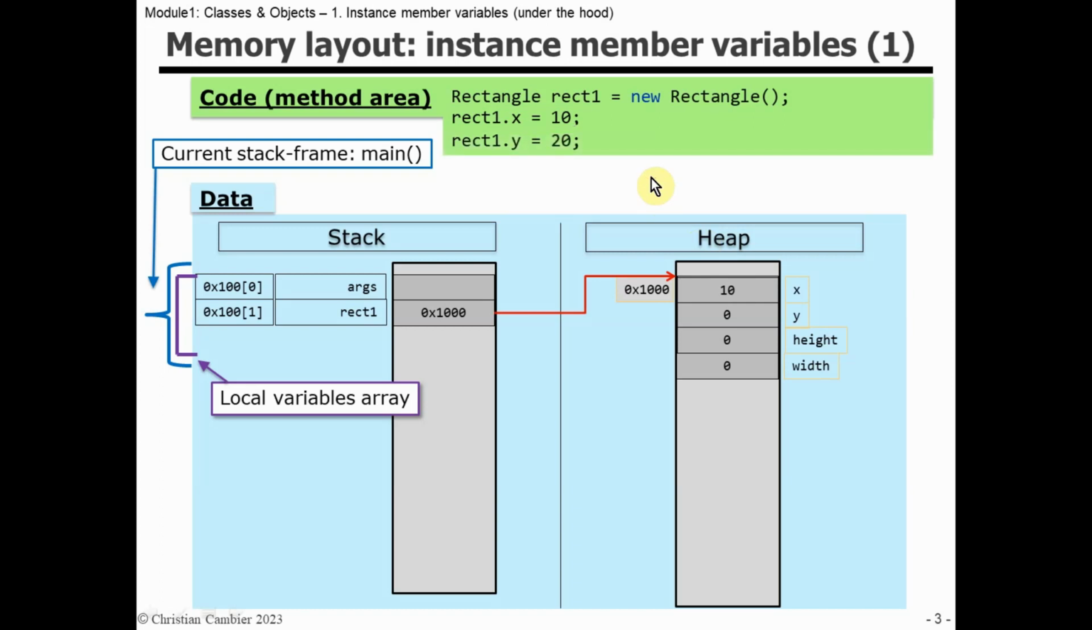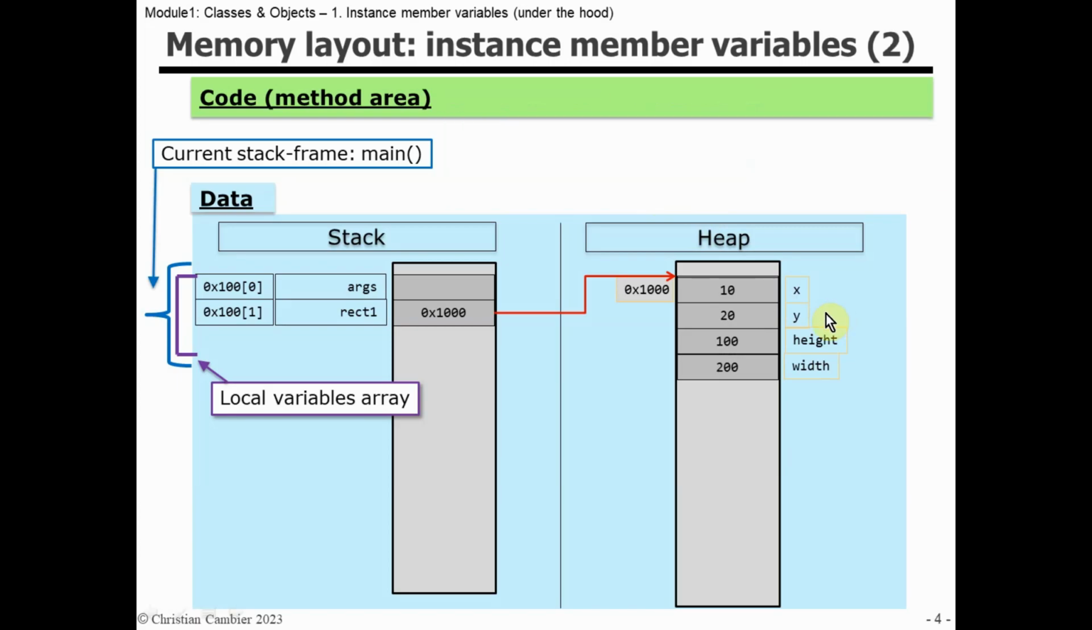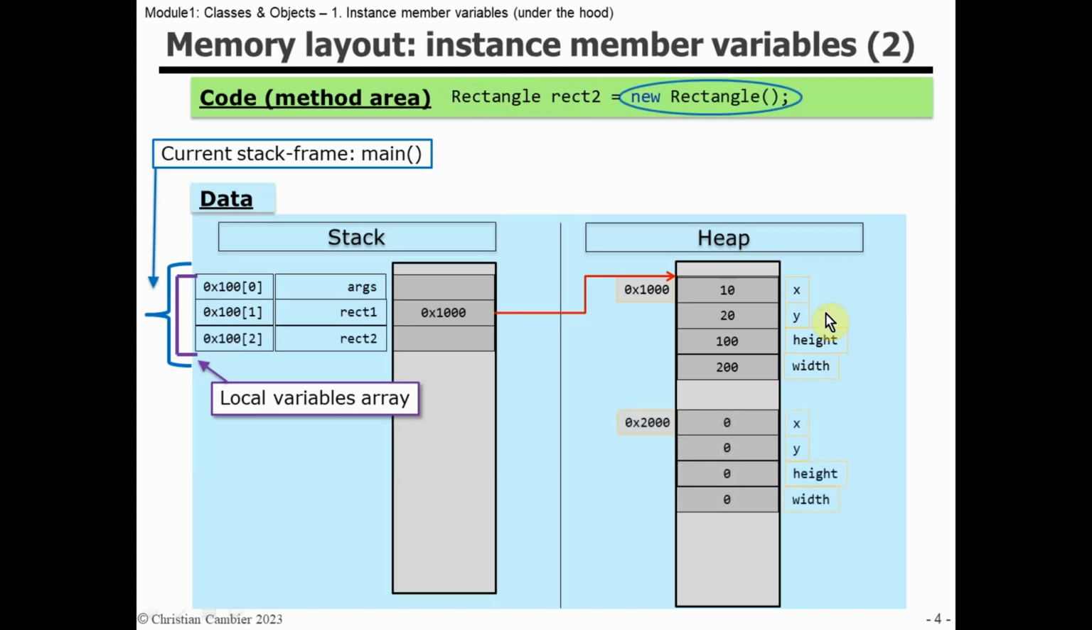Similar for rect1.y is 20, rect1.height is 100, and rect1.width is 200. Voila. Let's have a look at the second object that we create. Very similar. The only difference is that we create a new reference variable, rect2, so at a new position on the stack, and then a new object is created on the heap at some fictional address, in my case 2000, and then the assignment will assign the value of 2000 to the rect2 variable, so this one.